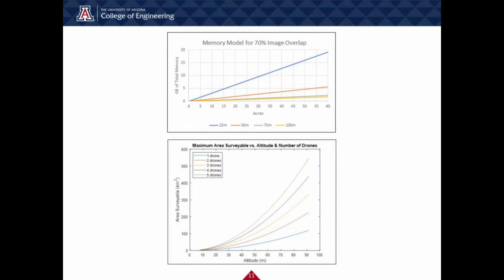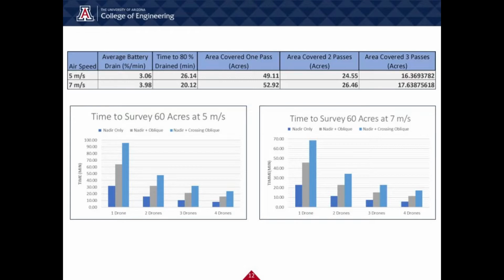The maximum area that could be surveyed as a function of altitude was modeled using Ground Control, and the manufacturer's specifications on the battery life of the drone. Comparing these models, we decided that 50 meters in altitude would be the best compromise between storage requirements, model detail, and total area surveyable. The drone velocity was set between 5 and 7 meters per second to minimize the motion-induced blur and maximize area surveyable.